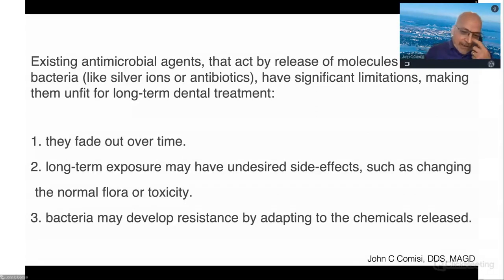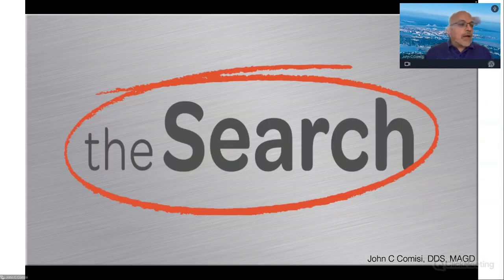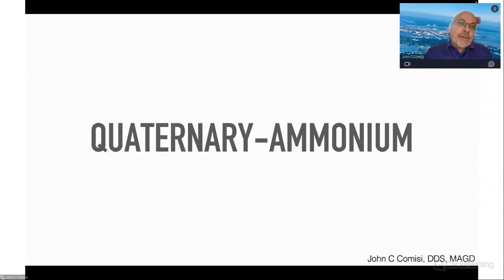Smarter than we thought. We can't just fool them. And that leaching into the oral cavity becomes something that I grow concerned with as I do the work that we do. So the search is on for something that's going to help us in our clinical capability to create some resistance to the resistant bacteria. And that's where quaternary ammoniums were developed and are used in some form or another.